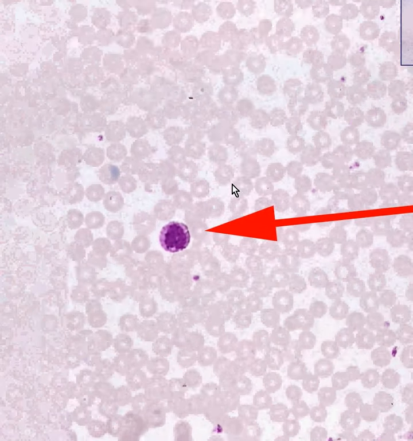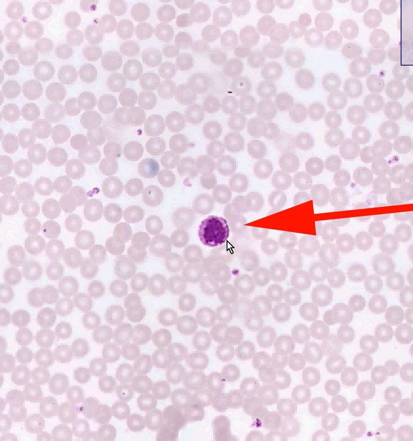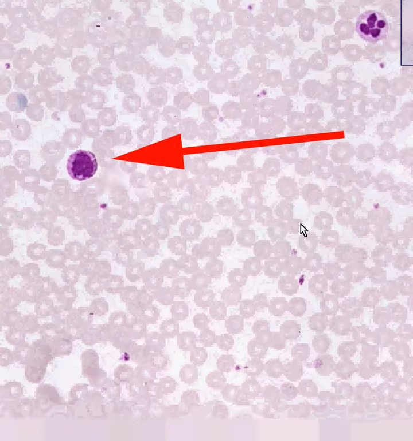At the tip of the arrow is a cell in which the granules are so dark they occasionally obscure the nucleus, and these are called basophils. Basophils are the least common type of white blood cell, and they contain these dark basophilic granules which contain histamine, heparin, and serotonin.